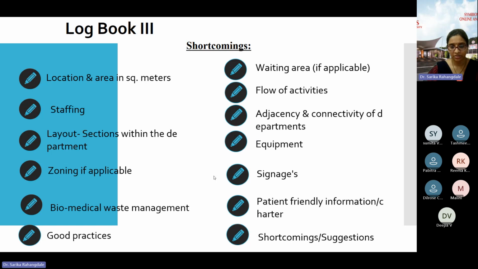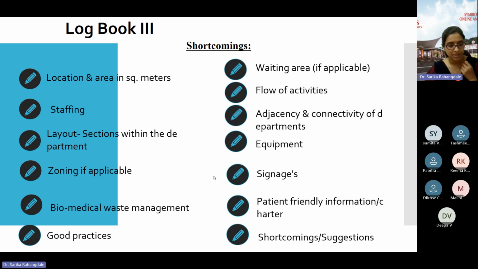In the maternity area, any cervical cancer related or mother and child related information should be put, like the importance of breast milk. So that way, such patient friendly information is available or not. If at all it is available, you may put photographs in your report.